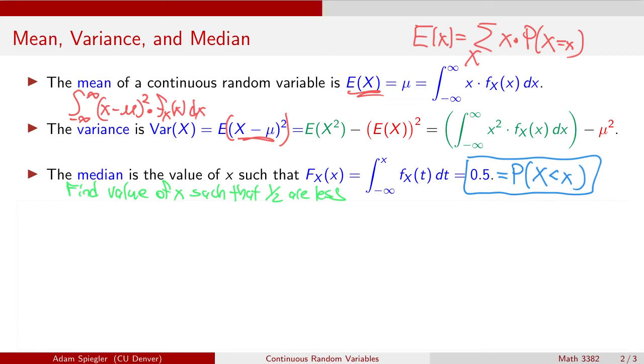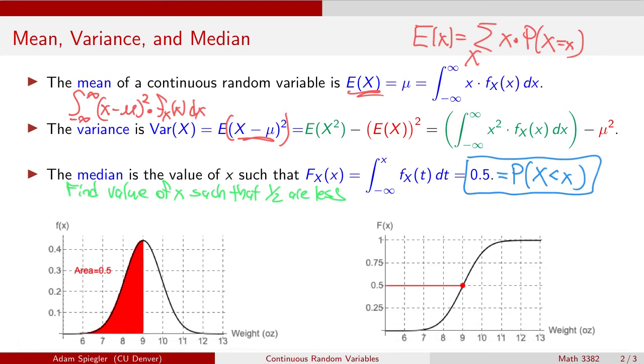And so let's take a look at how we can visualize the median from a graph, either of a PDF or a CDF. So using the example that we had last time, which was, say, the weights of squirrels, here we have the PDF on the left side here.